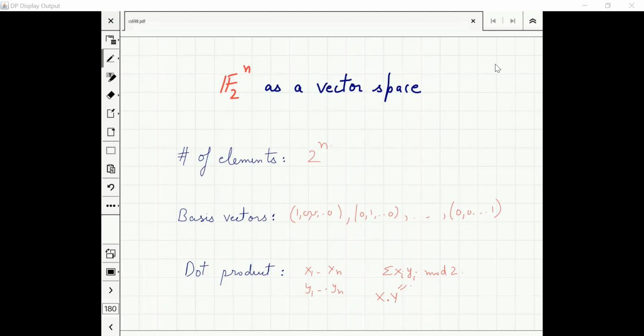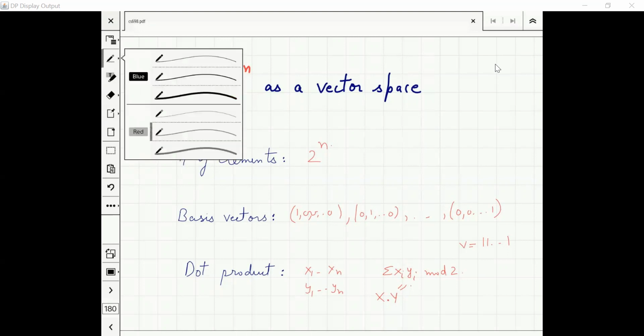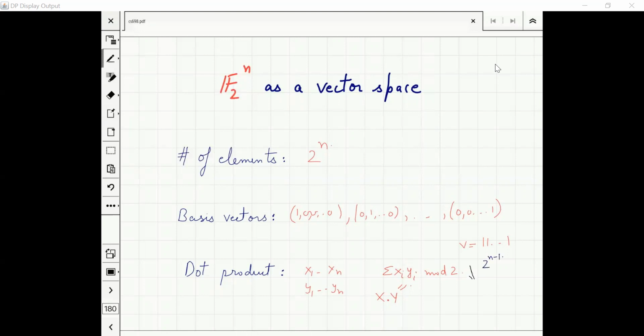Tell me, how many vectors are perpendicular to the all ones vector? 2 to the power n minus 1. Why? Because the number of vectors with Hamming weight even. Okay, good. The vectors with the number of ones being even, those will be perpendicular to v, and we know that half of the vectors are like that.